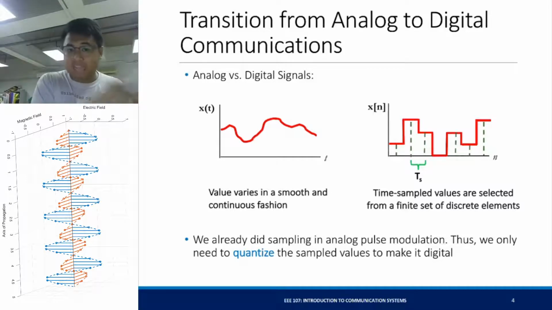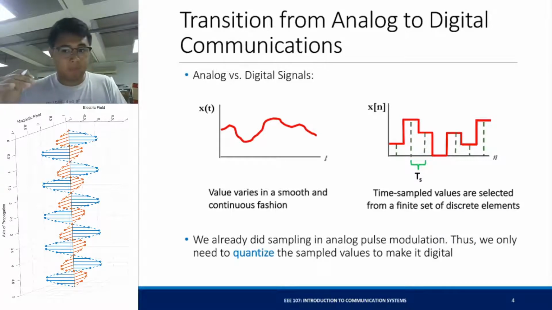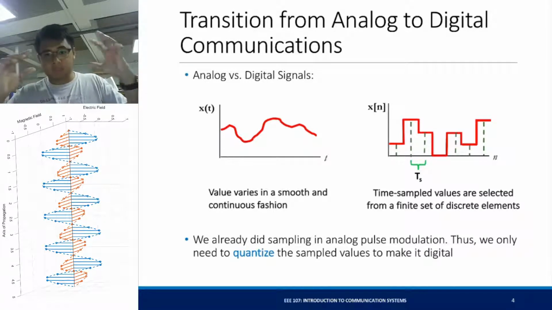If you're going to sample that, you're basically discretizing the signal. You're discretely getting a sample of it based on the sampling period or the sampling rate. So that is already discrete in time. But that does not qualify for a fully digital signal, because you also need to discretize the amplitude levels. Okay, if both the time and the amplitude is discretized, then you already have a digital signal. We already did sampling in the previous lecture, and now we only need to quantize or discretize the sampled values to make it digital.